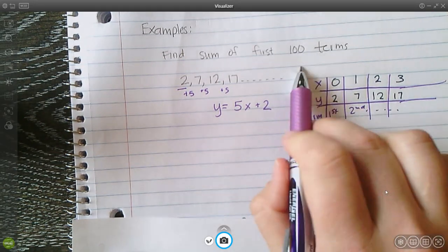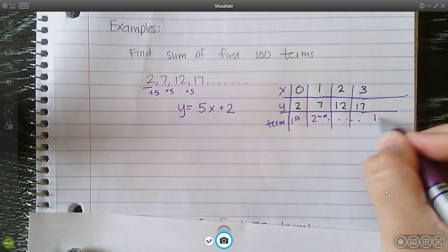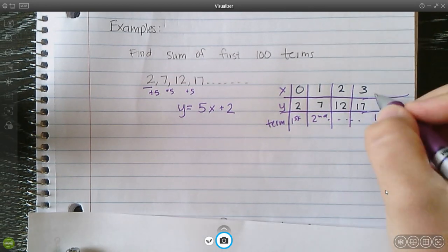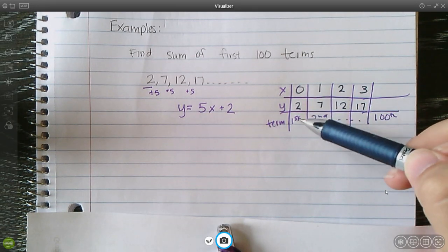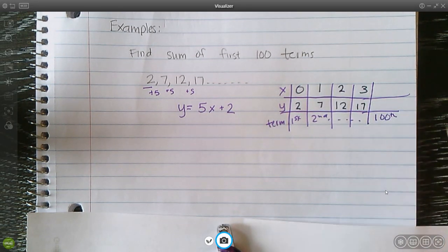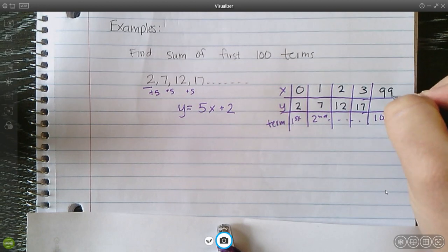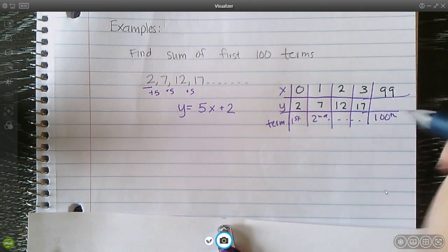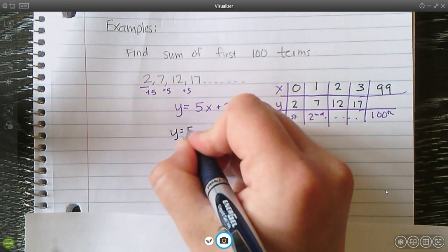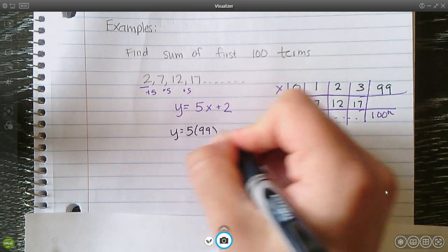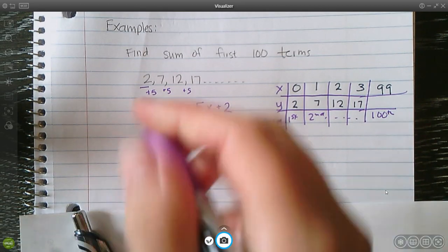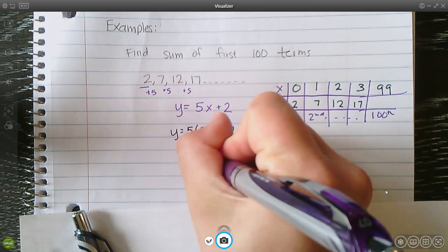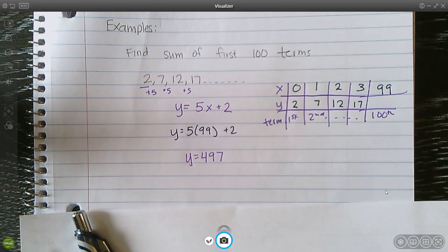Okay, so we want our 100th term. If I plugged in a 0 to get my first, a 1 to get my second, and so on, I'm going to plug in 99 to get my 100th term. So I'll take y equals 5 times 99 plus 2, and that gives you 497. So that gives you your last term.